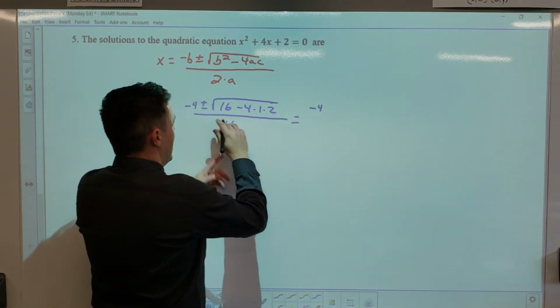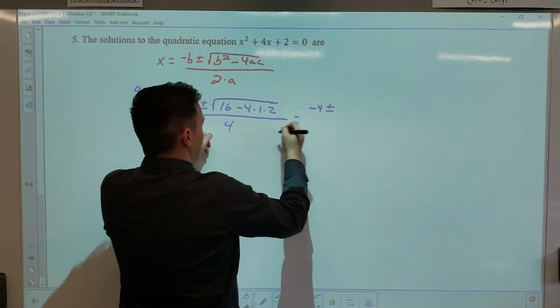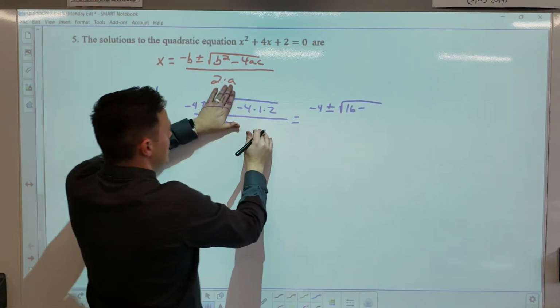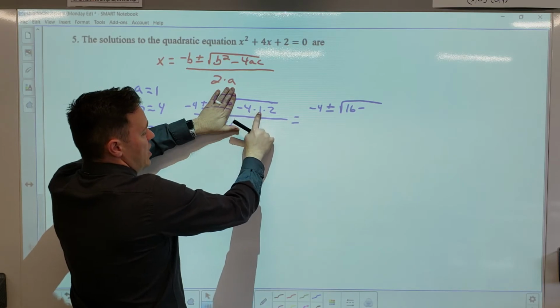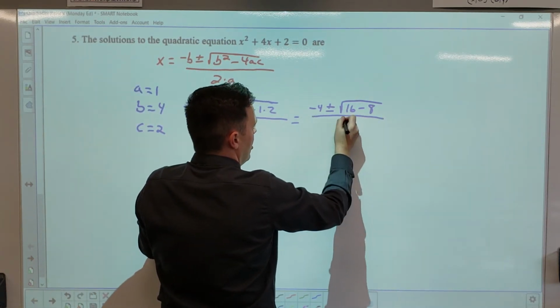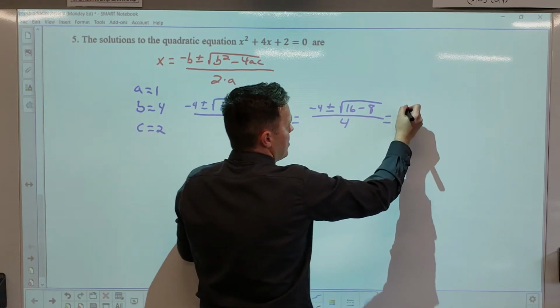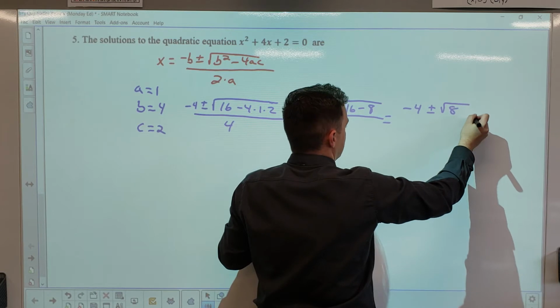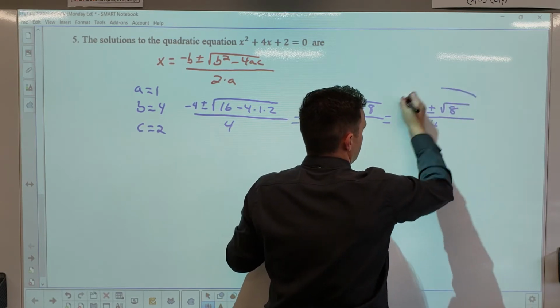Now you just transcribe -4 and simplify, plus or minus. And it's going to be 16 minus... So this is -4 times 1, which is -4 times 2, -8, all over 4. Then you go one more time, like this. And ladies and gentlemen, there is your answer.